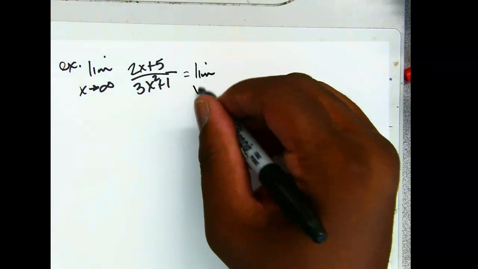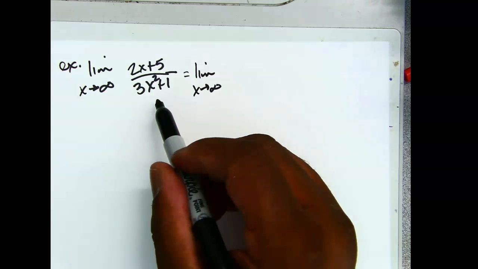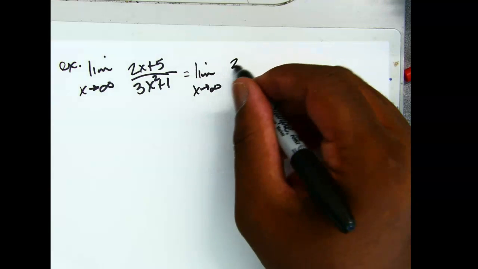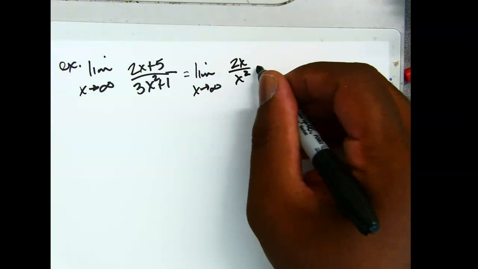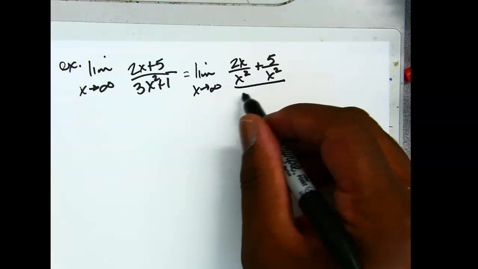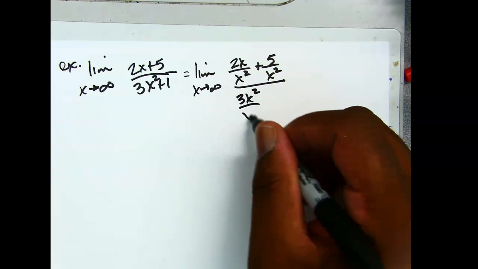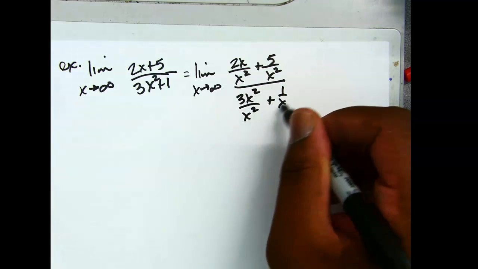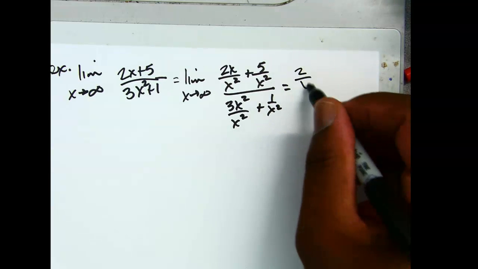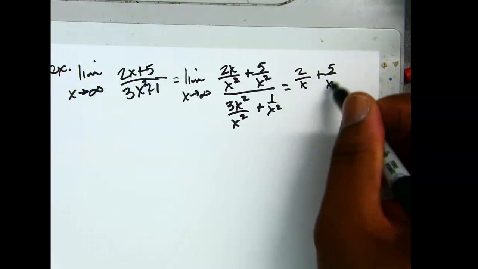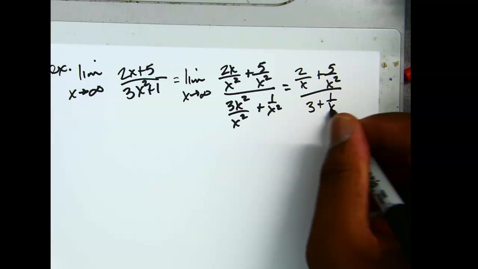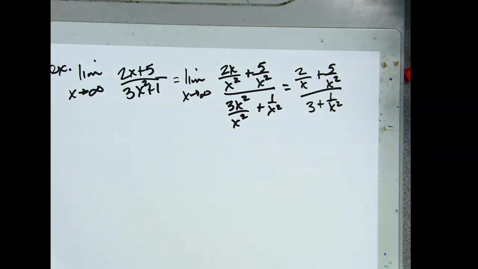So this would be the limit as x goes to infinity, the largest power in the denominator is x squared. So this would be 2x divided by x squared plus 5 over x squared all over 3x squared over x squared plus 1 over x squared. So that gives us 2 over x plus 5 over x squared divided by 3 plus 1 over x squared.